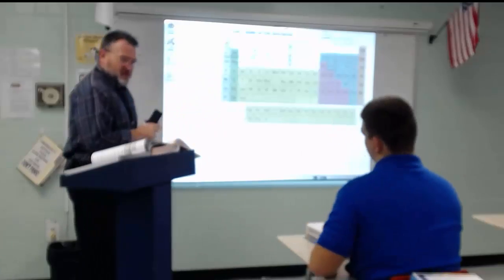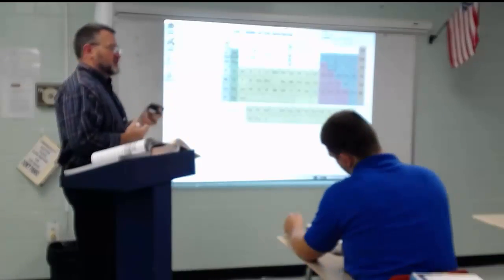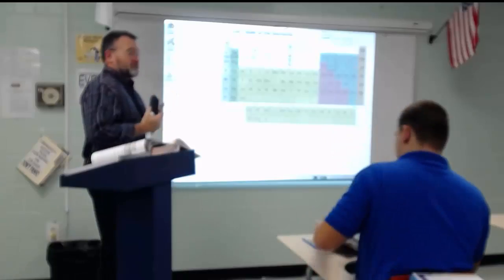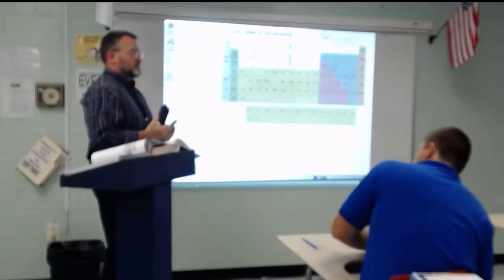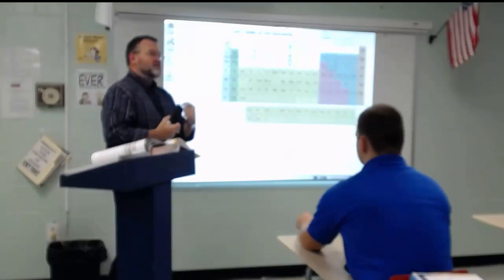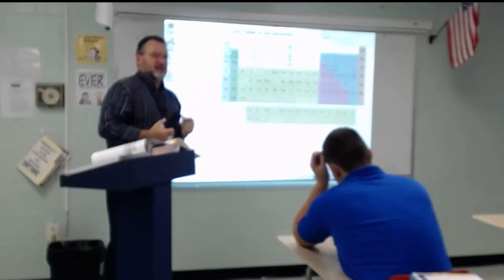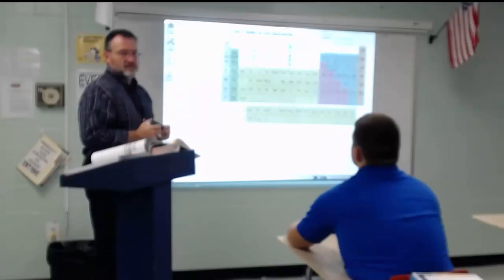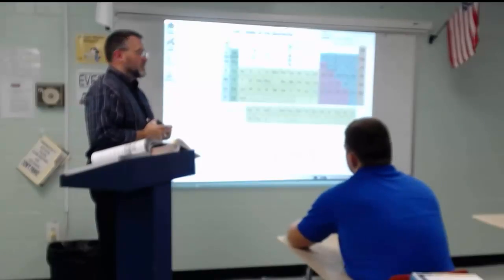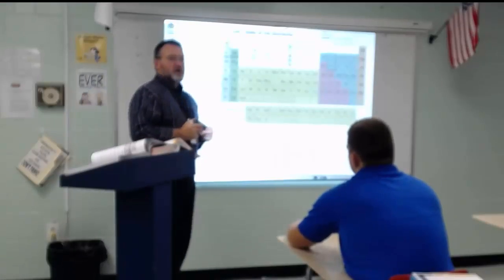And the question says, how many valence electrons are in this configuration? So what am I going to look for first? The first step in figuring out the valence: highest energy level. Where's the highest energy level? Where's the energy level indicated? The coefficients.